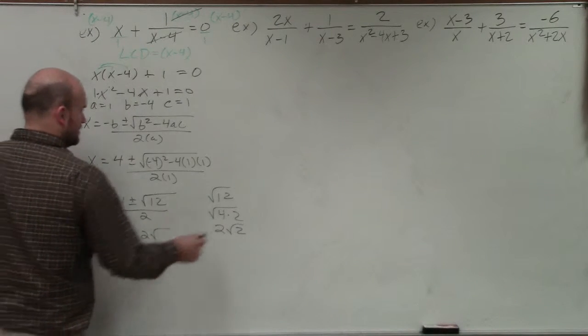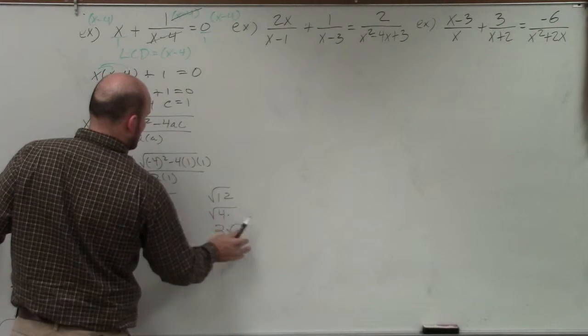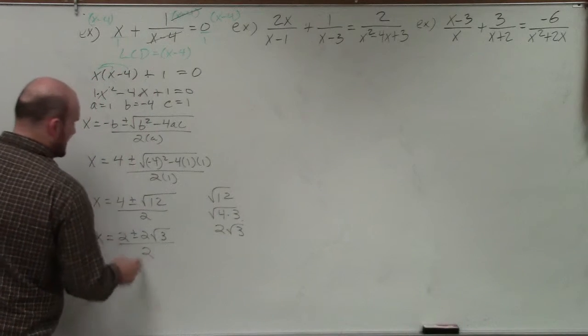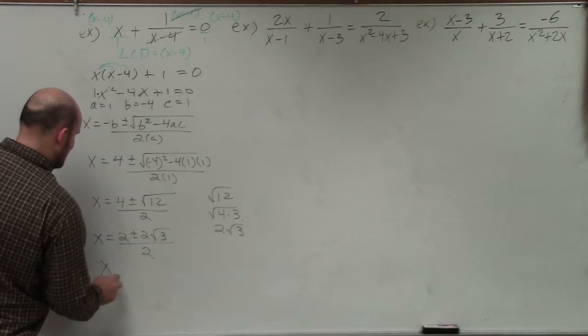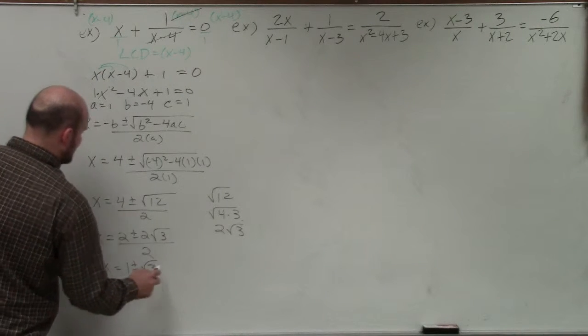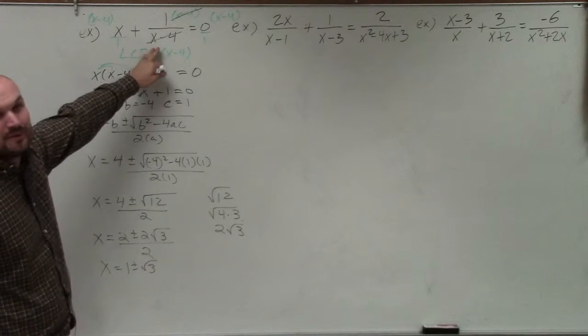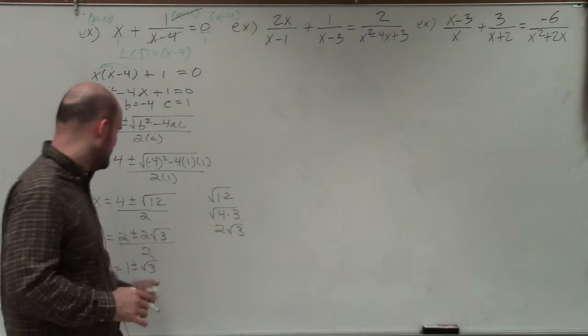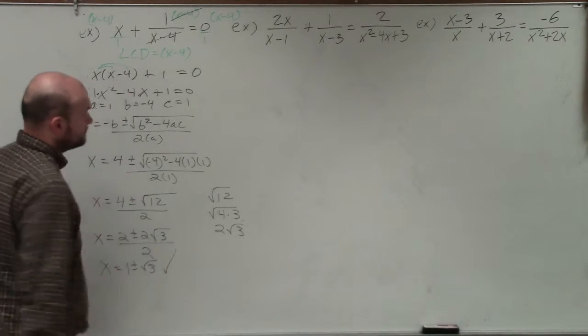No, that's 4 times 3, right? My bad. Divided by 2. That 2 divides into both of those. So my final answer is x equals 1 plus or minus the square root of 3. Now, obviously, if I plug that in through there, minus 4 is not going to get that to be 0. So therefore, I can say that those are going to be my two solutions.